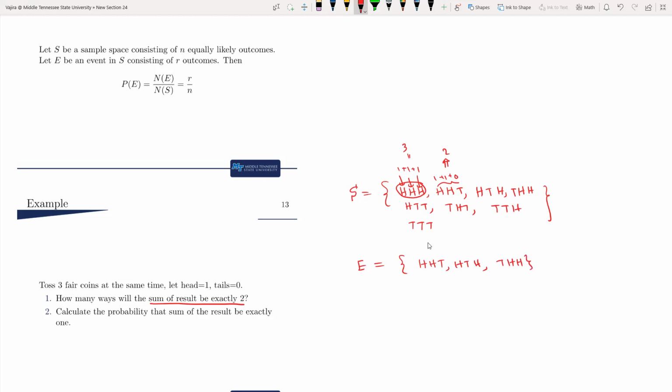Assuming it's a fair coin, the word fair being used for equally likely, we can calculate the probability of event E occurring. That's going to be the number of outcomes in event E divided by the number of outcomes in the sample space, which is 3 over 8.